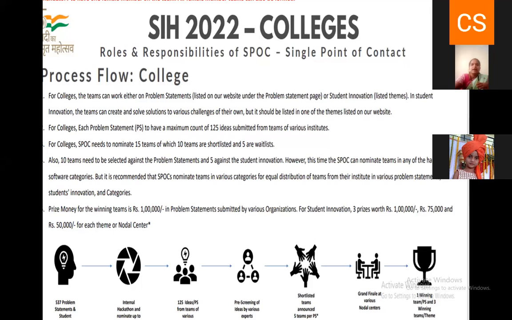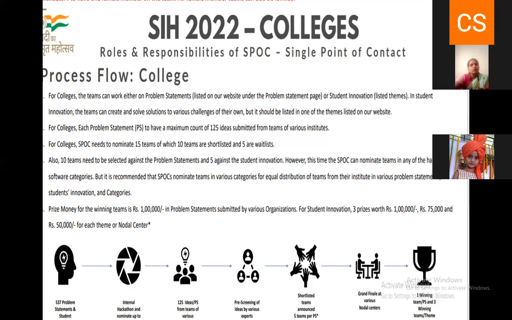After nominating the teams for the final SIH, meaning only the shortlisted teams, if your team chooses a problem statement from the SIH website and wins this competition, the prize money for this category is 1 lakh rupees. Basically there is only one prize, so the winning team gets the first prize of 1 lakh rupees.